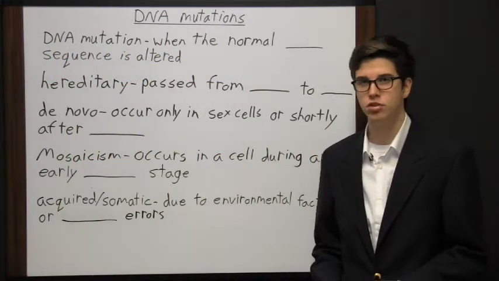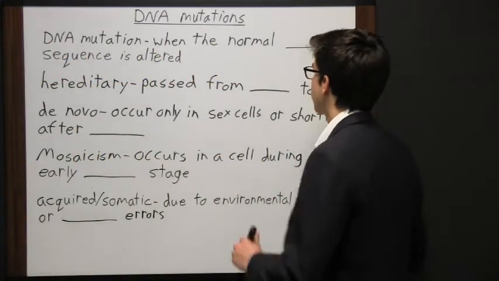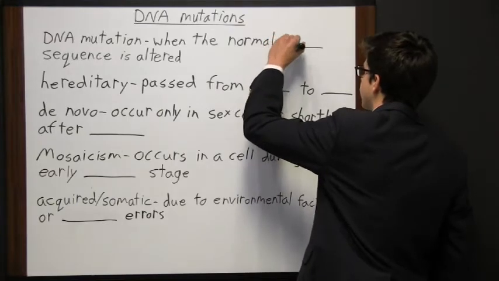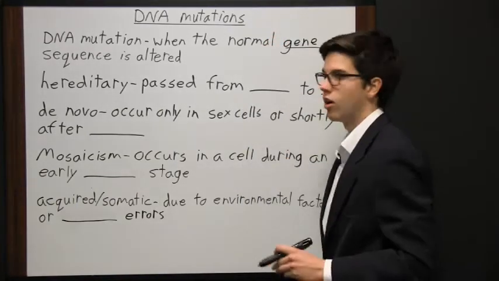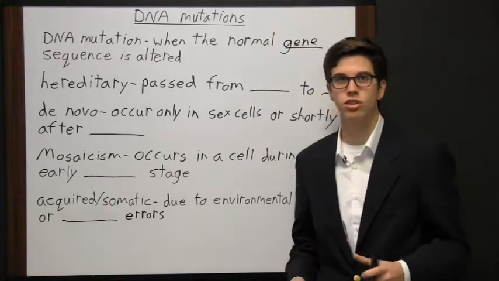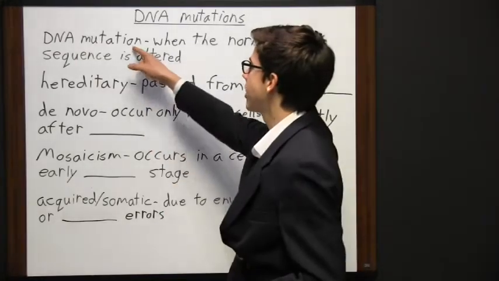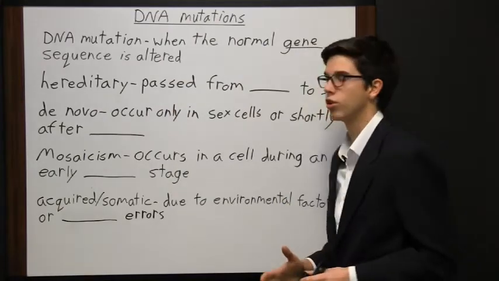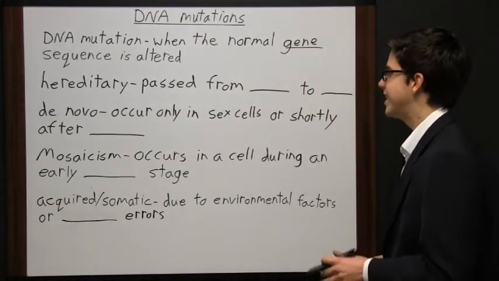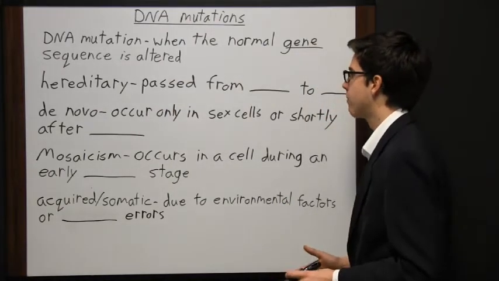A DNA mutation is when the normal gene sequence is altered. And gene disorders are the result of DNA mutations. So these DNA mutations cause gene disorders. Now, there's many ways DNA mutations can come about.